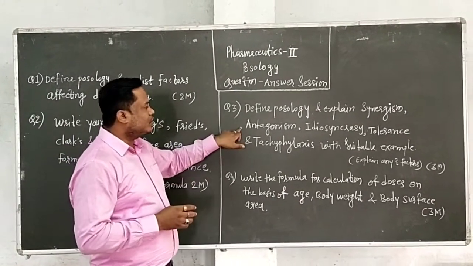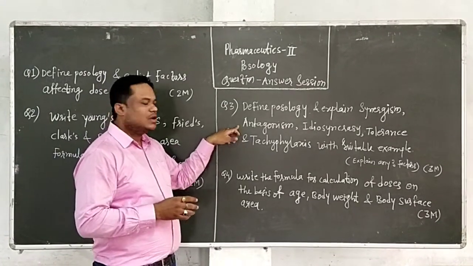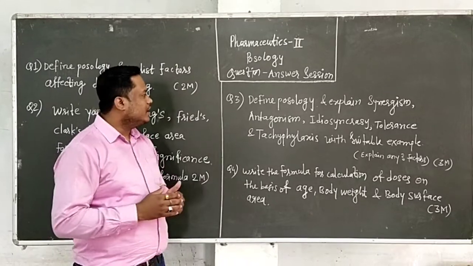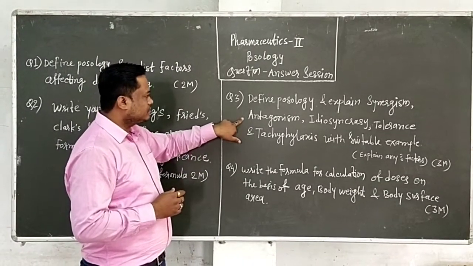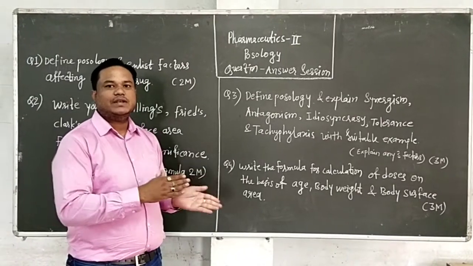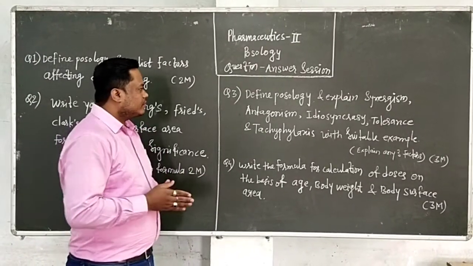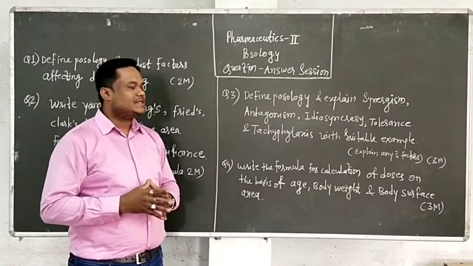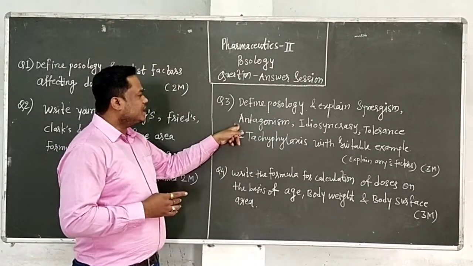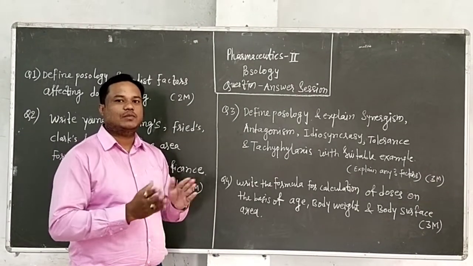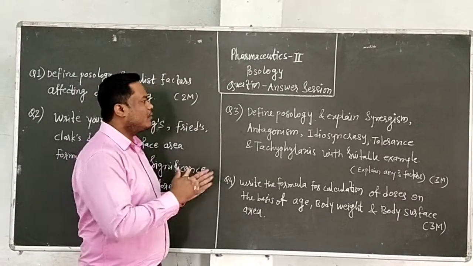Then second is antagonism. Antagonism means opposite. When 2 drugs are given in combination, one drug can oppose the action of the other drug. It is called antagonism. The simple example is milk of magnesia given in acid poisoning, which opposes the action of the acid. The second example is acetylcholine and adrenaline. When given in combination, one drug can oppose the action of the other drug due to their opposite actions.